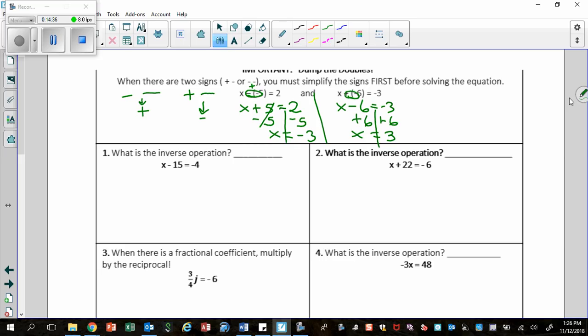Make sure you're looking at what the inverse operation is. I know sometimes they can be a little tricky, but I totally believe in you. Use your notes to your advantage. Good luck.